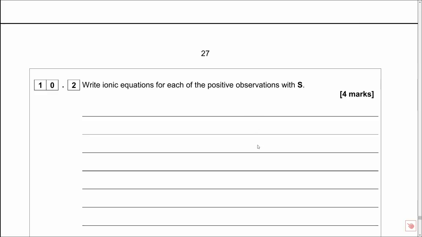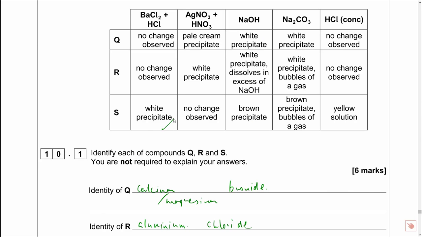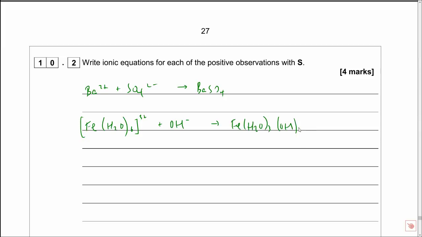Last question, almost there. Write ionic equation for each of the positive observations with S. Oh, crying out loud. So S, we're looking for the sulfate reaction and the sodium hydroxide reaction. So, first one, the sulfate one, really easy. Barium sulfate, the barium meal being produced from the reaction there. Iron one, a bit more tricky. But it's just your standard inorganic stuff there. So OH minus going to Fe(H2O)3(OH)3, and 3H2O.